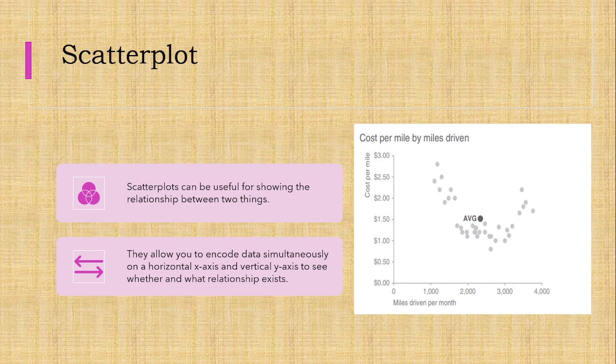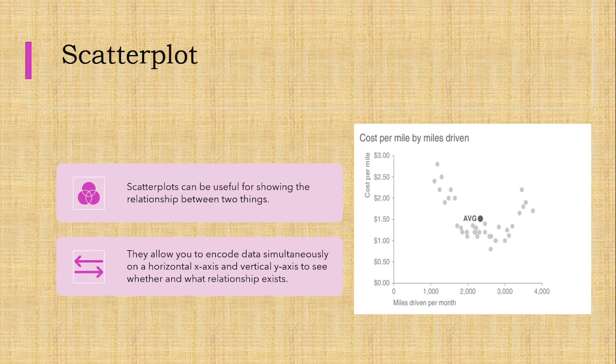Number 3, we have a scatter plot. A scatter plot is mostly used to show the relationship between two variables. They allow you to encode data simultaneously on the horizontal x-axis and vertical y-axis to see whether and what relationship exists. For example, we have a very simple example where we want to see the relationship between the miles driven per month and the cost per mile.